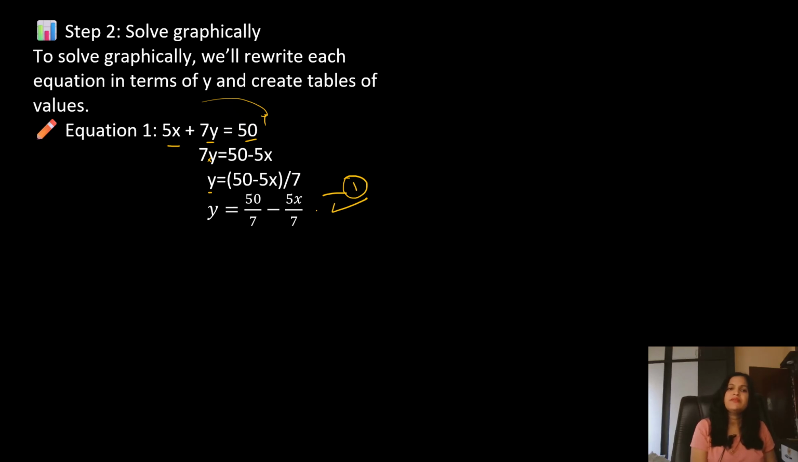Then put the values x equal to 0, 1, 2, 3 up to 10, then find the value of y. Create the table for this. Then find the next equation.